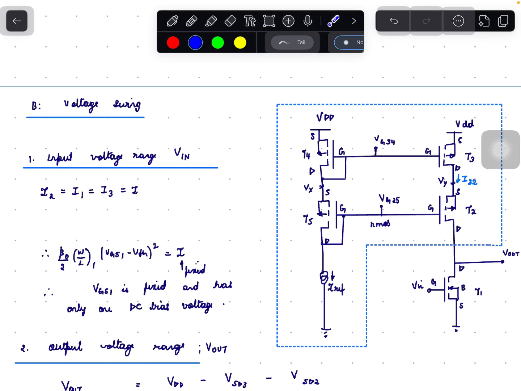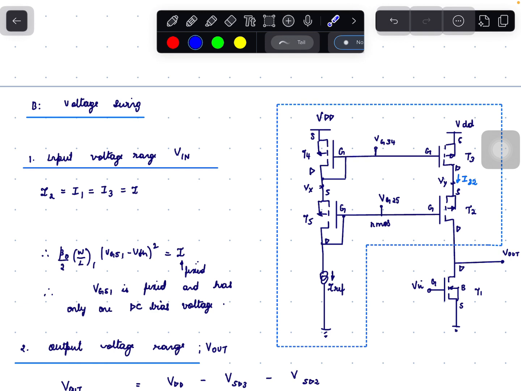Voltage swing, input voltage range Vn. Here in this circuit, the current to T3 and T2 is fixed, which is decided by Iref. Since the current to T3 and T2 is fixed and the input voltage VGS is fixed, the VGS has only one fixed DC bias voltage. Hence, this circuit has only one DC bias voltage, which is not good.